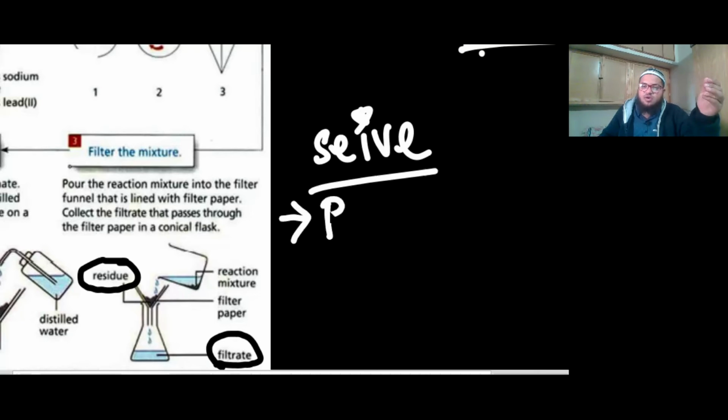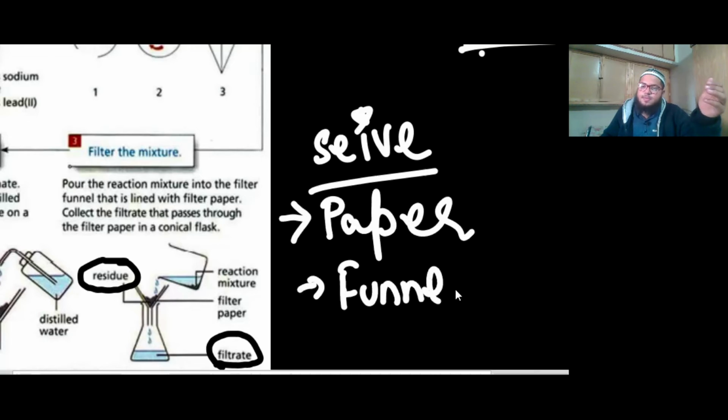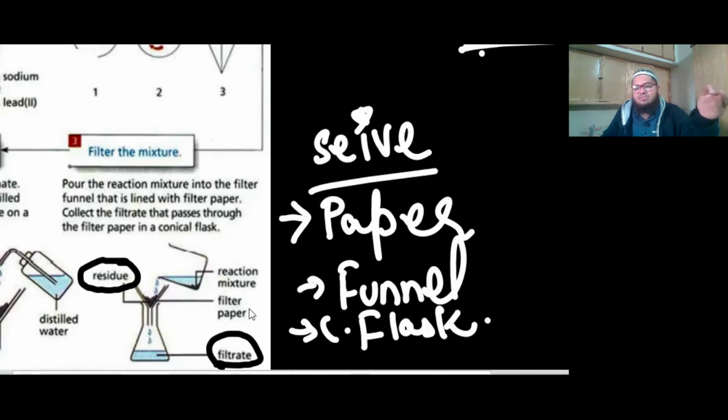You need a filter paper, of course. You need a filter funnel. You need a conical flask. Okay, this conical flask down here. And finally, you need that mixture from which you are actually filtering. And then what do you get as a result of filtration? You get the residue left on the paper, and you get the filtrate in the conical flask. I hope that's clear. After this, if you want to purify the residue further, then there's another step that you can do.